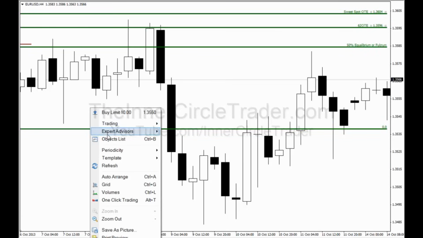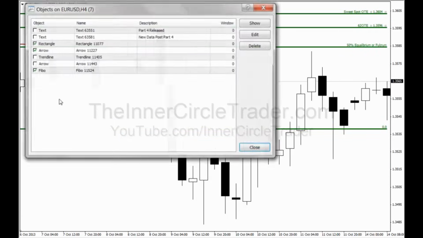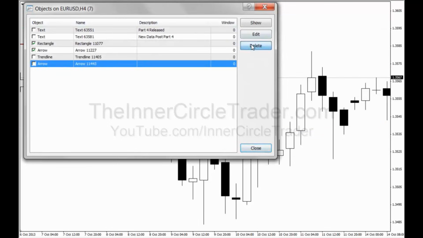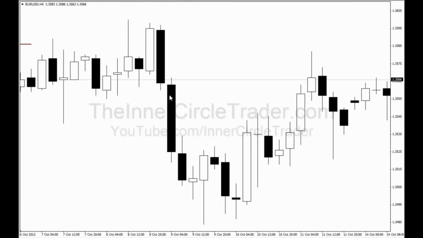Let's get the fib off. Okay, we have an order block here. Price slipped lower. If it trades back up into this area or a little bit higher, we could look for a sell.